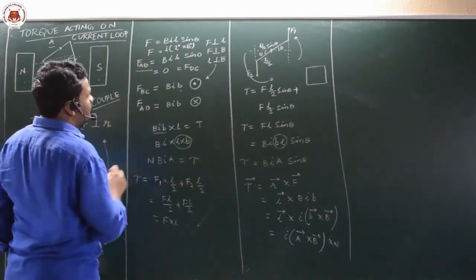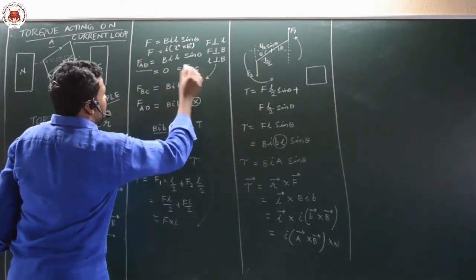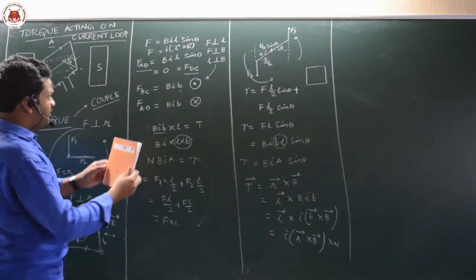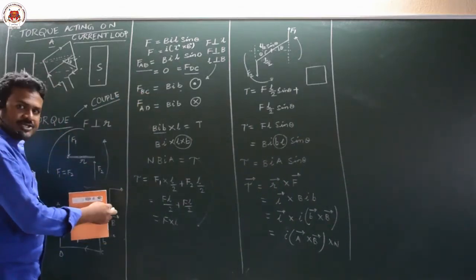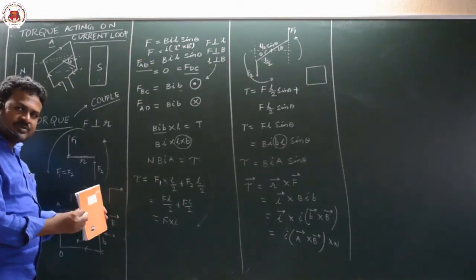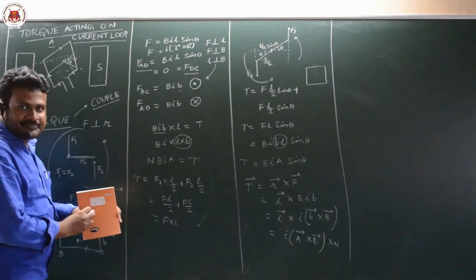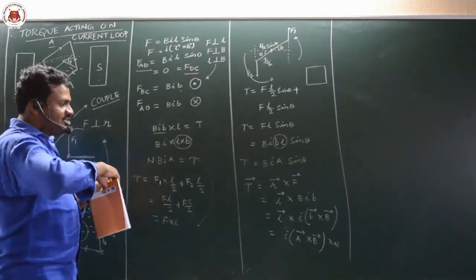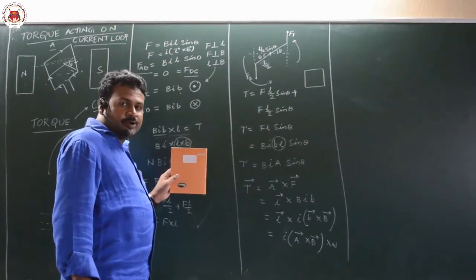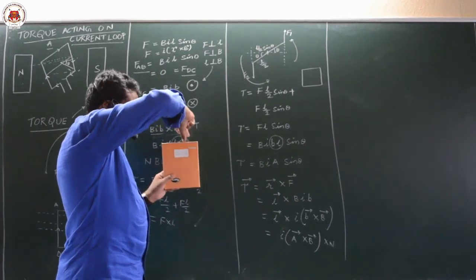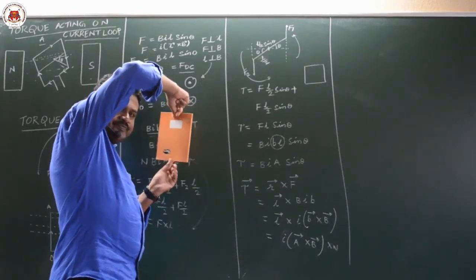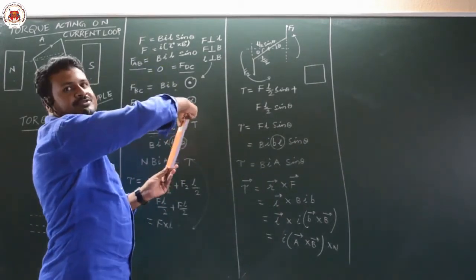Force on AB we got 0. Force on DC also we got 0 because B and L are in the same direction. Now force on BC, this side, is coming towards you. Force on AD is going inside. That means this coil will rotate. The coil is present on the plane of the board, but because of the two forces, one coming towards you, other going inside, this coil will rotate like this.